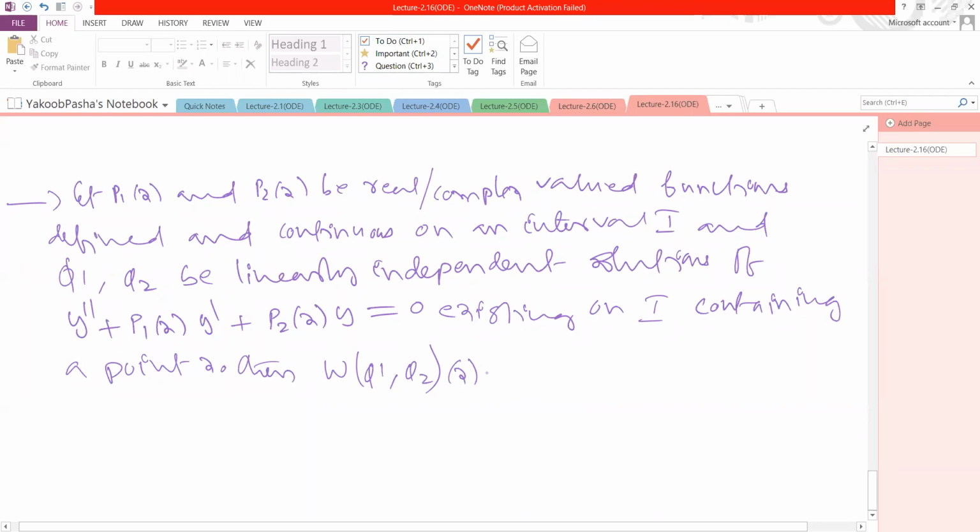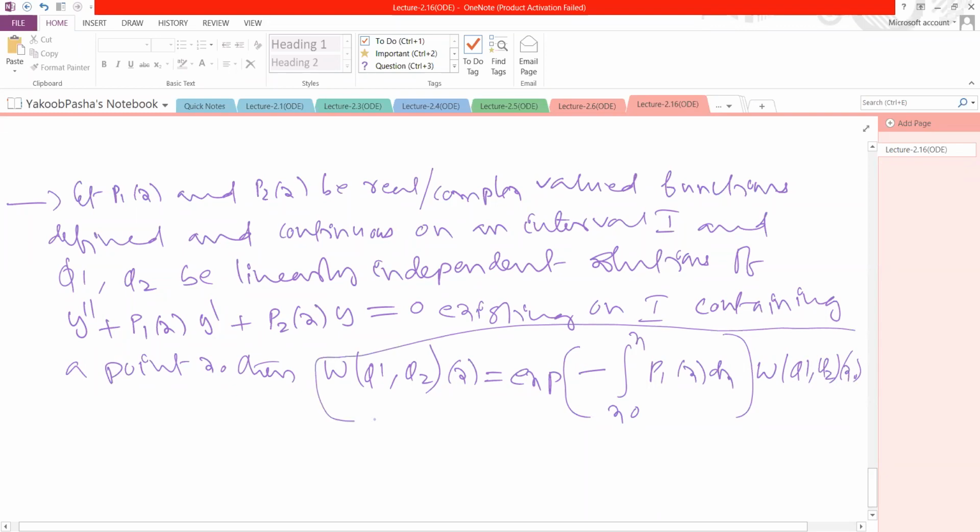The Wronskian of phi1 comma phi2 of x is equal to exponential of minus integral x naught to x, these are the limits for x, p1 of x into dx, into the Wronskian of phi1 comma phi2 of x naught. This is the formula, and this formula is known as Abel's formula. Simply I am writing the Abel's formula.